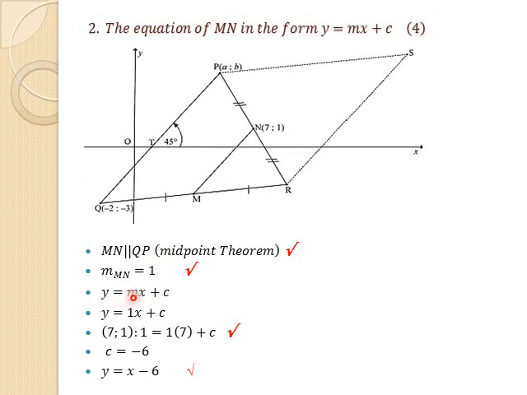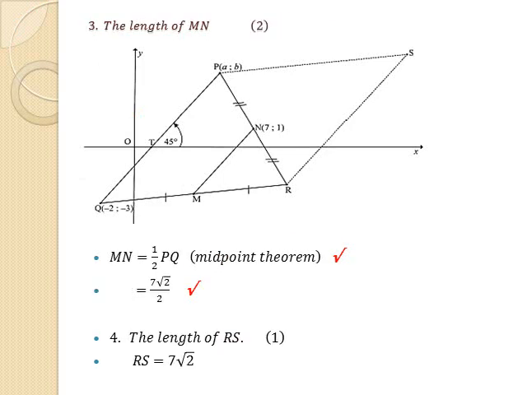So that becomes y equals 1x plus c. I only have the coordinates (7; 1) on MN. So this states that y is 1 when x is 7. 1 times 7 gives me 7. 1 minus 7 would give me minus 6. So c is minus 6. Therefore y equals x minus 6. 1 mark for MN, 1 mark for substitution, 1 mark for the answer.